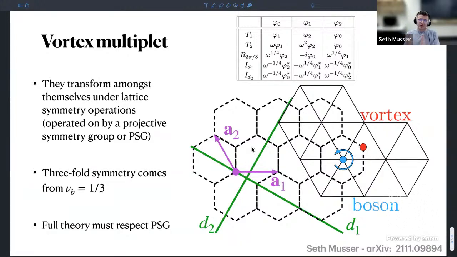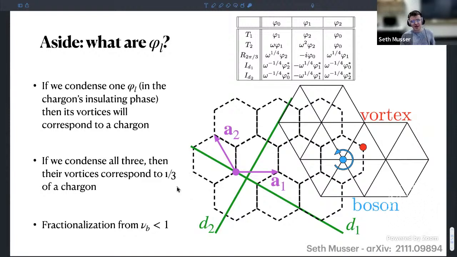So once we've set out to do fractional filling with vortices, we have this projective symmetry group, which just describes how the real space operations transform the flavors of vortices. And we know that the full theory must respect the projective symmetry group. I just want to give a little aside here to give some physical intuition as to what these phi L's are.